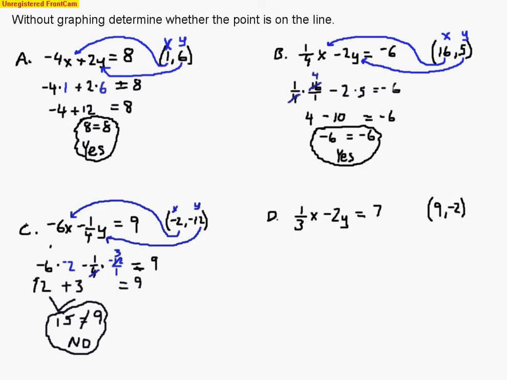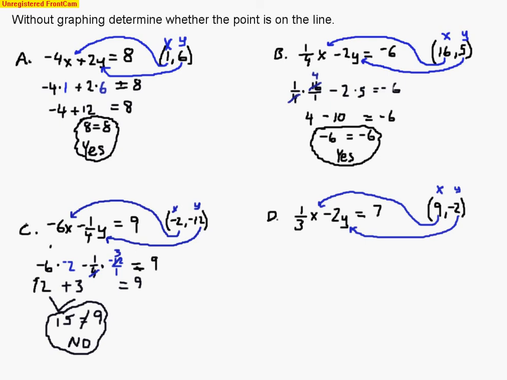Now I got one more example here for this set of directions, and it's where we have another fraction as a coefficient. And 1/3 x minus 2y should equal 7. But we're going to see if this point, x, which is 9 here, we substitute it in there, and we take the y value, negative 2, and put that in there. Let's see if those two numbers go in for x and evaluate here to equal 7.